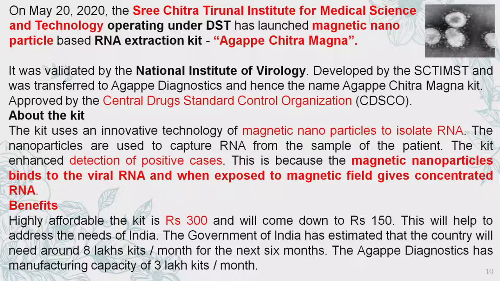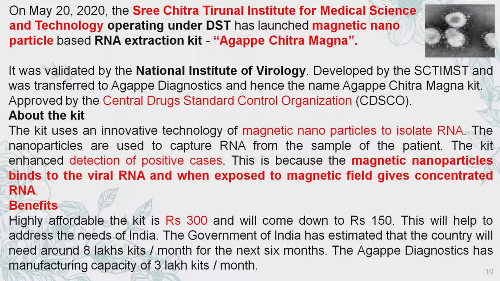It was validated by the National Institute of Virology, developed by SCTIMST and transferred to Agappe Diagnostics, hence the name Agappe Chitra Magna Kit. It was approved by the Central Drugs Standard Control Organization. When we say about the kit, it is also an outbreak of nanotechnology, using magnetic nanoparticles to isolate the RNA.